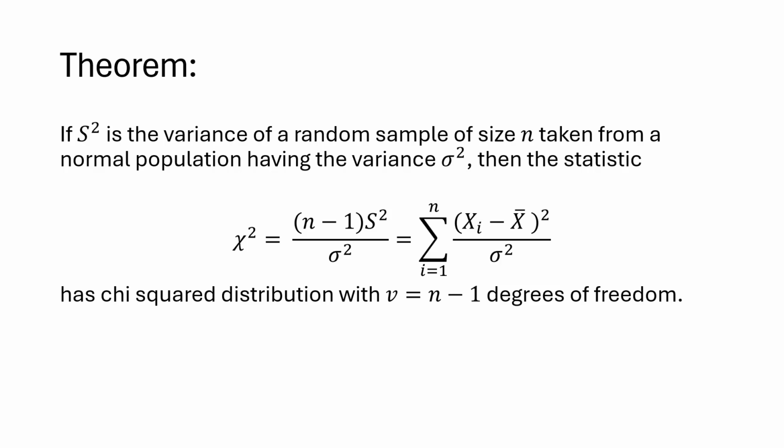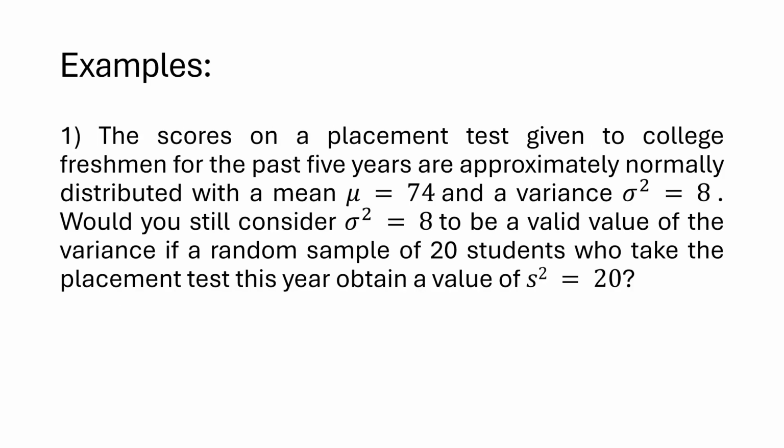Okay, so let us see problems in this. The scores of a placement test given to a college freshman for the past 5 years are approximately normally distributed with a mean of 74 and a variance of 8.